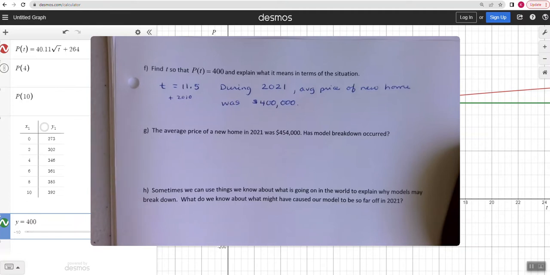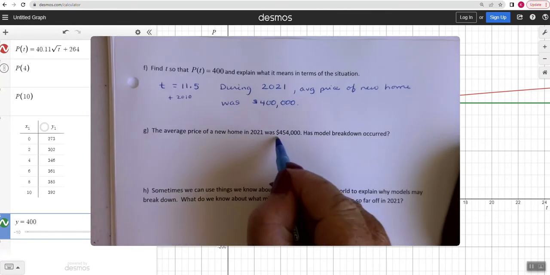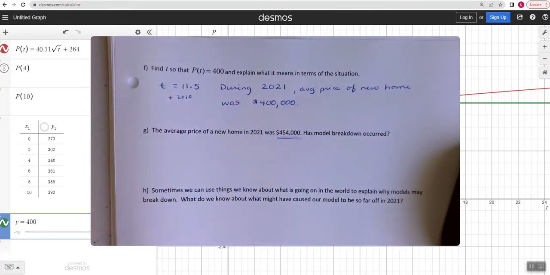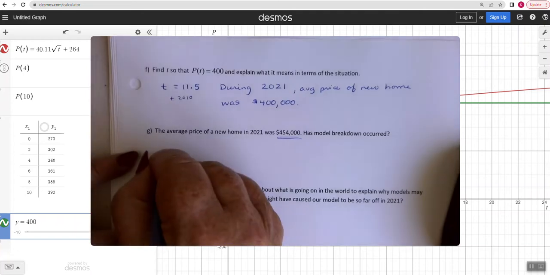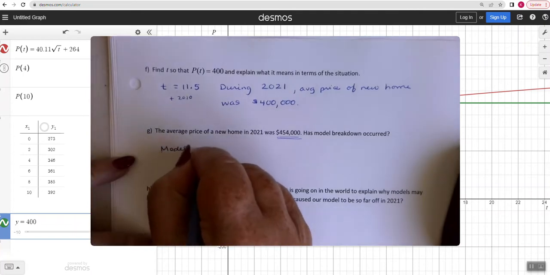Actual reality data: the true average price of a new home in 2021 was actually $454,000. For the first time, we're off by quite a bit, right? All of the other data points, our predictions were really close. We saw it on the graph. We saw it with our predictions. We're now off by quite a bit. So yes, we've probably got model breakdown here.